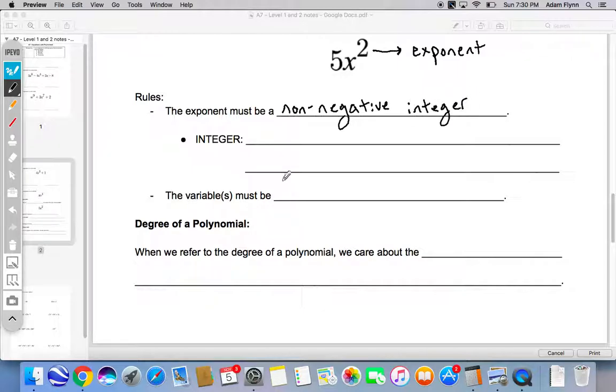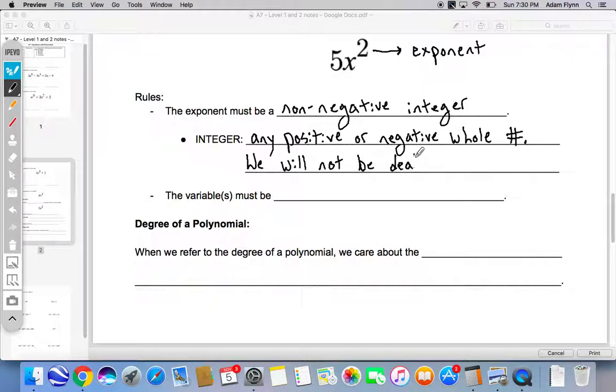For those of you that don't know what an integer is, any positive or negative whole number. We will not be dealing with any negatives as far as the exponent goes.